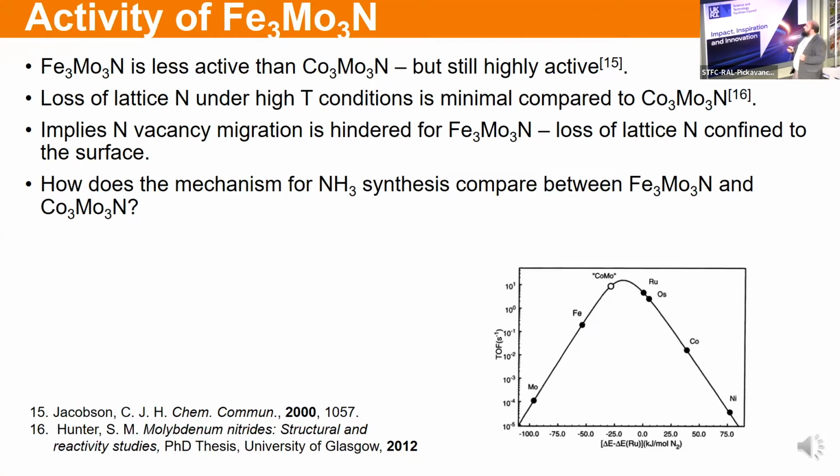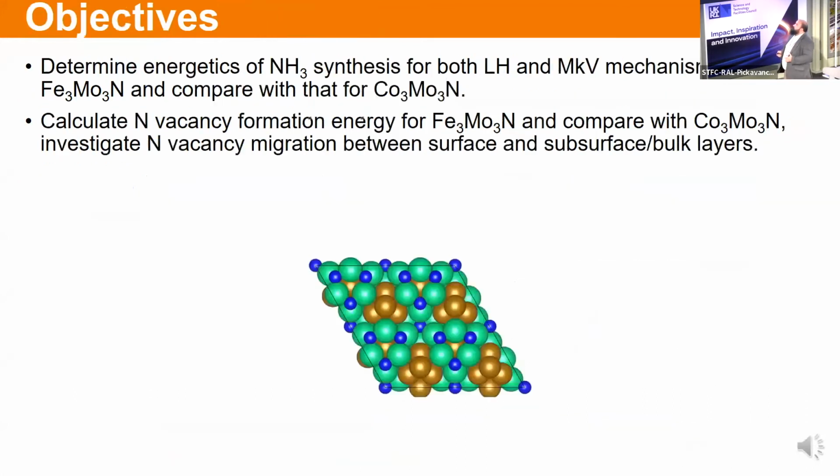So what I'd like to discuss, with the calculations we've done, is how does the mechanism for ammonia synthesis compare between the iron and the cobalt molybdenum nitride surfaces? And this is interesting also because the experimental work is focused, in addition to these ternary metal nitrides, also on quaternary cobalt iron molybdenum nitride systems. So if we have a very complete understanding of both the cobalt and the iron systems, we might be able to inform rational design of quaternary catalysts that optimize ammonia synthesis behavior, essentially achieving the best of both worlds, as it were.